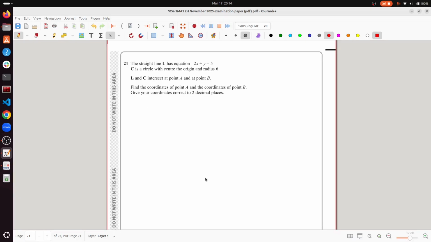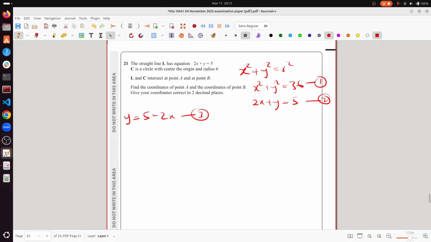For question 21, the straight line L has equation 2x plus y is equal to 5. C is a circle with center the origin and radius 6. So that means that the equation of that circle is x squared plus y squared equal to 6 squared. So x squared plus y squared equal to 36. That's equation 1, and equation 2 is 2x plus y equals 5. Now let's make y the subject of the formula for equation 3. y equals 5 minus 2x.